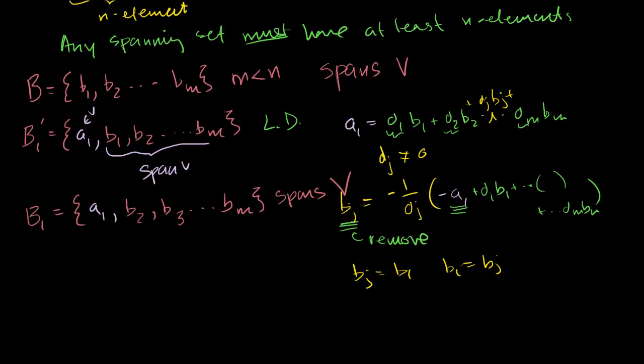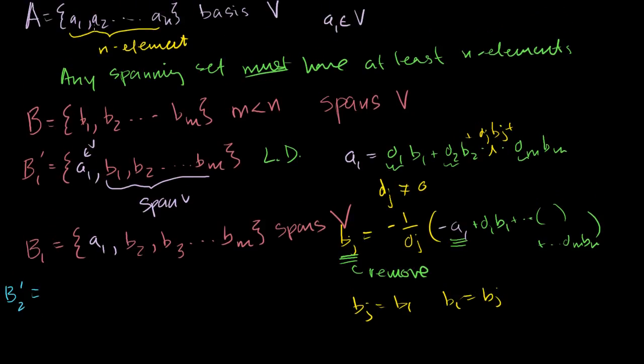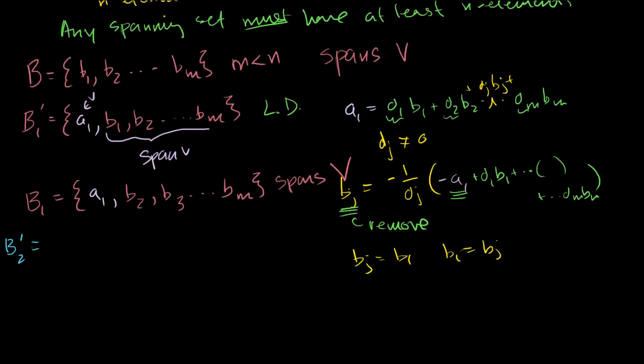Now let me create another vector. Let me do a new color. Let's say I have the vector B2 prime. And what I'm going to do here is take another element from our basis of V. I'll take the second element, A2, and throw it on this guy. So now we have the set. Let me write it this way. B2 prime is equal to, I'm just going to add A2 to this guy. So you have A1, A2, and then you have all the rest of these guys, B2, B3, all the way to BM. And of course, this still spans V. I just added something here.